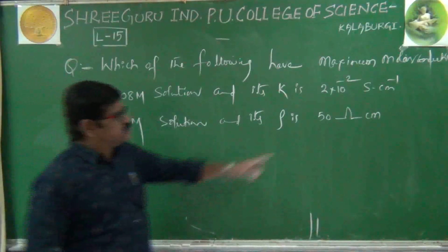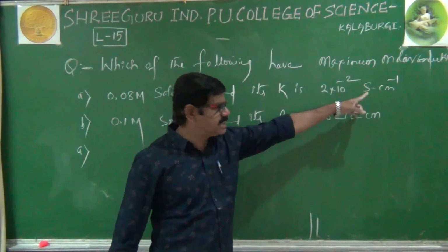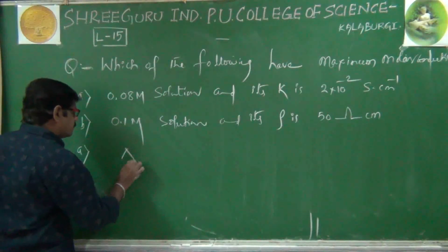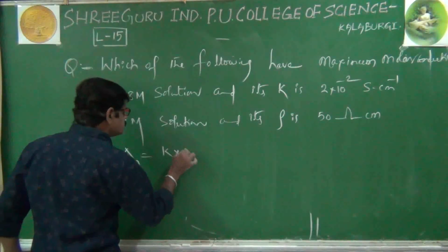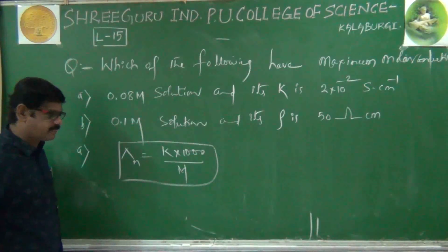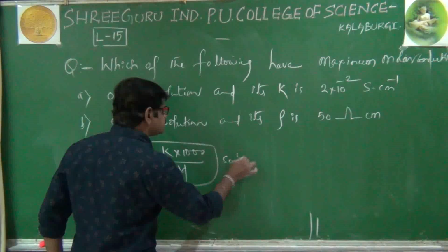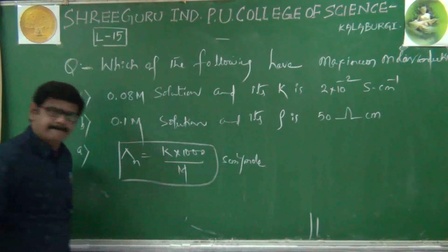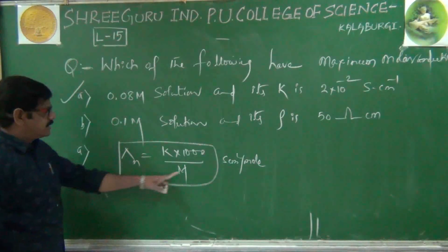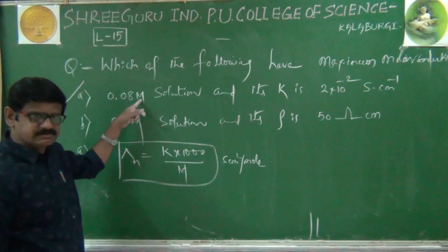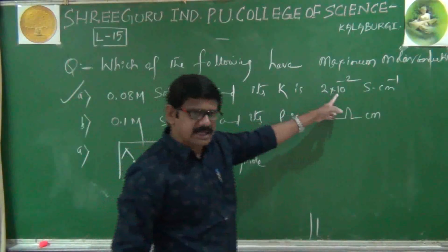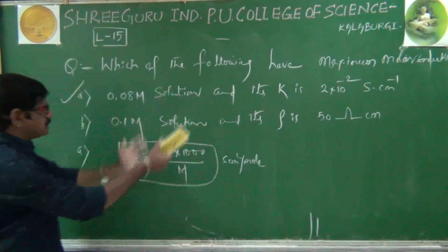In the first question, units are given in the CGS system. If units are given in the CGS system, we have to use the lambda m formula right here. Lambda m is equal to k into 1000 divided by M is our main formula. It is asking molar conductance only, and units are Siemens centimeter square per mole, of course. Now we have to substitute all the values. Here M for molarity is directly given in the question, and one more value k is needed. But k is given directly in the question. K is there, molarity is there, directly you have to put them here.